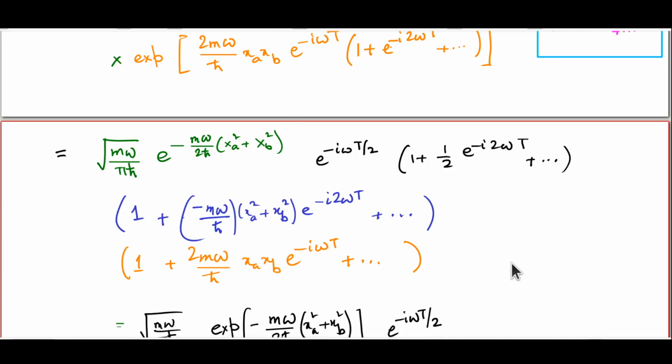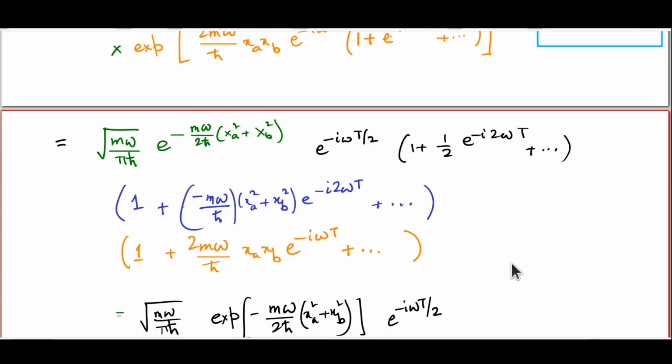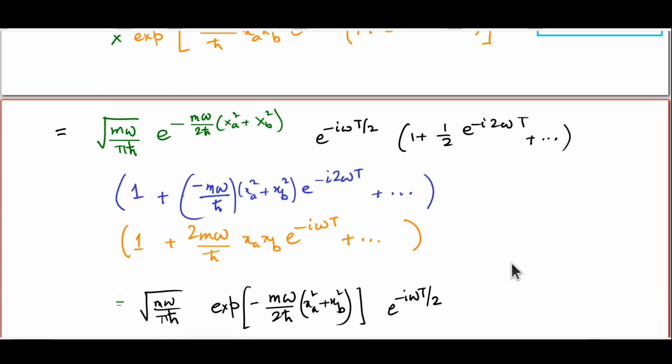Now let us collect terms together. The smallest phase factor involving capital T is going to be simply e to the minus i omega T by 2, which you will get by taking 1 from each of the 3 brackets. Of course, the factor root m omega by pi h cross times e to the power minus m omega by 2 h cross into (xa square plus xb square) is very much there. That times e to the minus i omega T by 2 will be our very first term in the spectral representation.